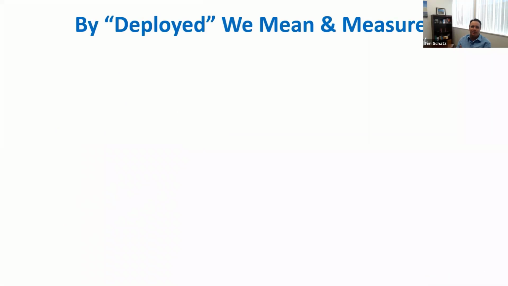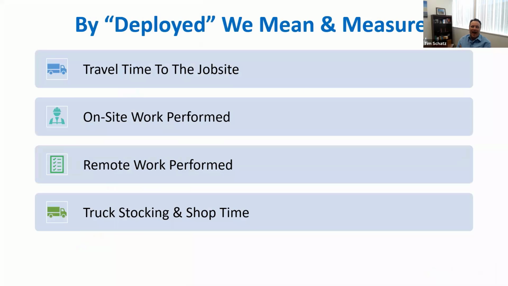So by deployed, what do we mean? We mean they are actively traveling to or from the job site. This has nothing to do with what we're billing the customer. This is the time that we've logged as the activity of the technician. He's actively driving to or from a job site. The time that we're actually doing the work on site while we're there. Anything that we're doing remotely, the time we spend on tickets working remotely. And then the last one would be for large deployments, gathering up the inventory, stocking up the truck, and doing anything that we need to prepare for an install.